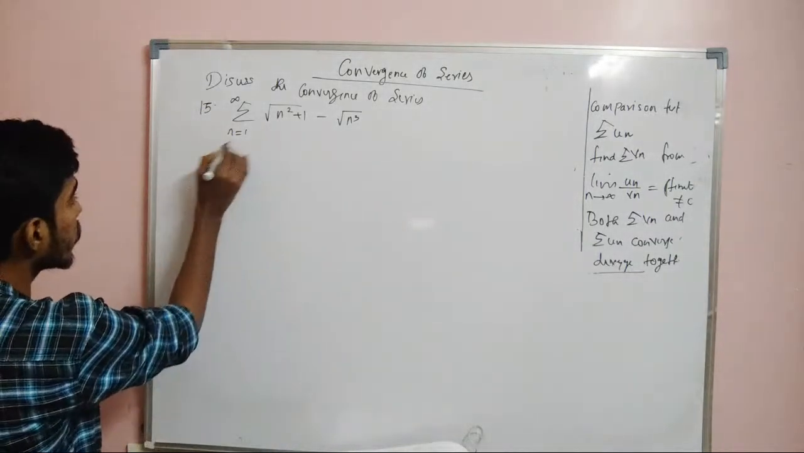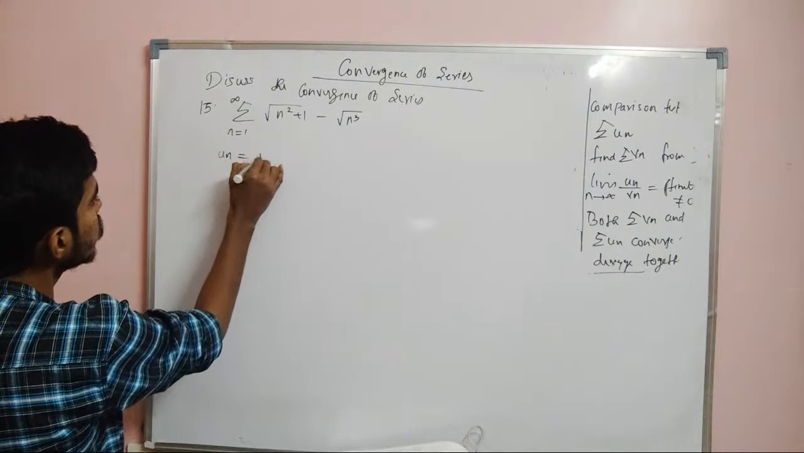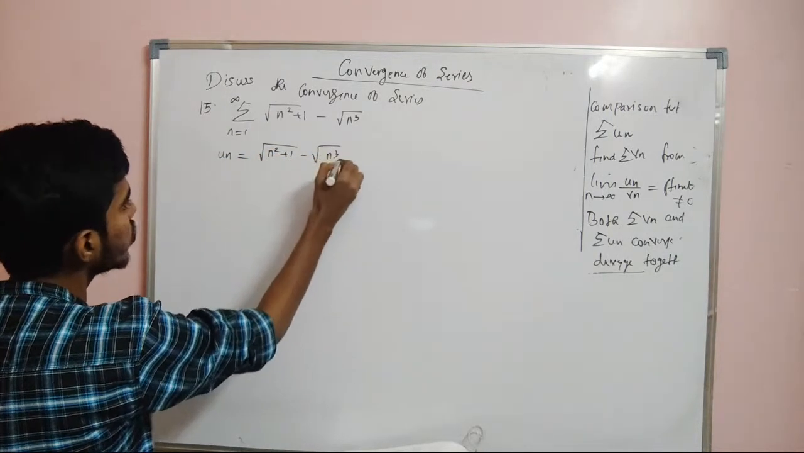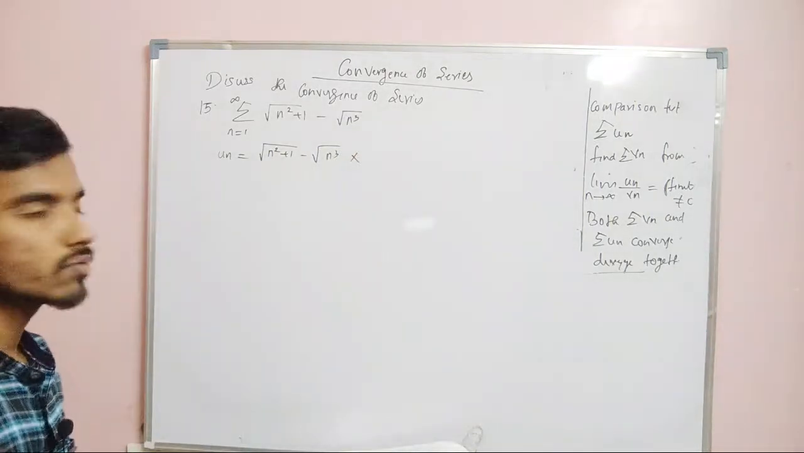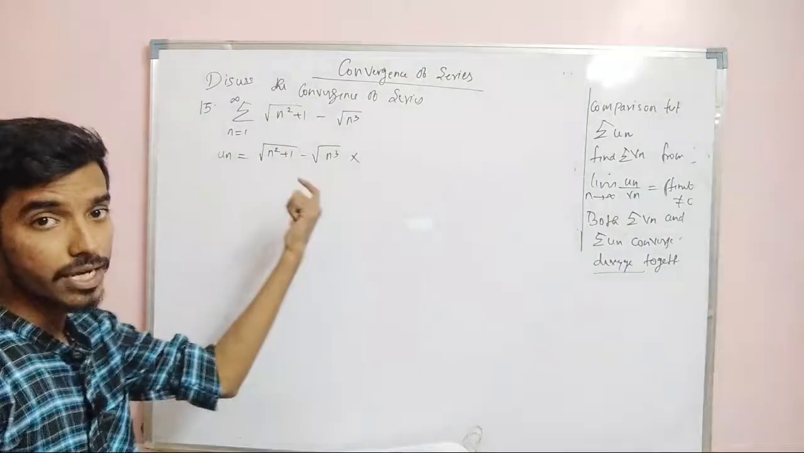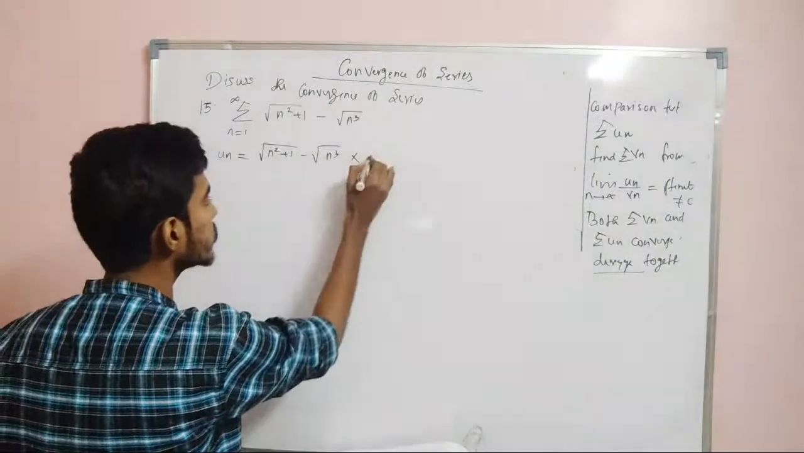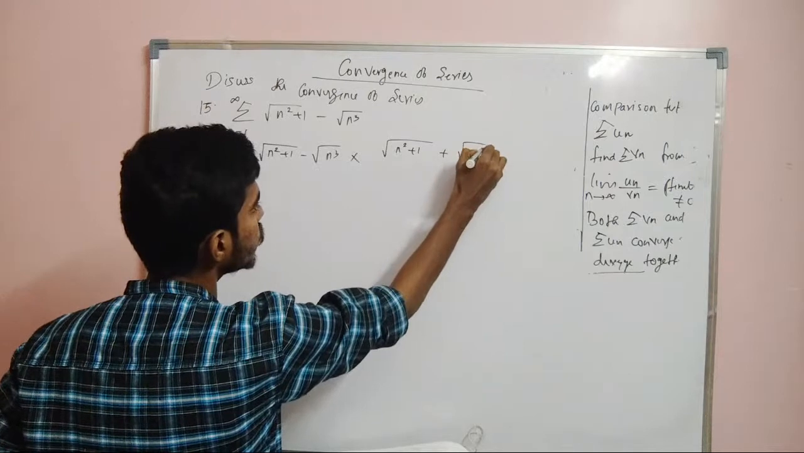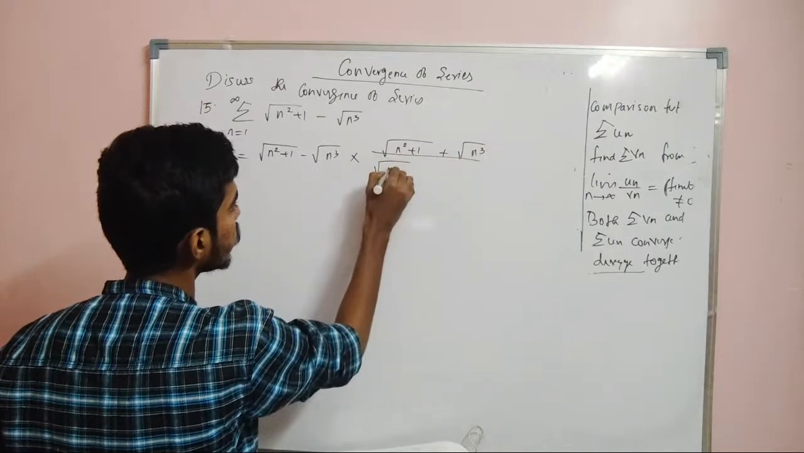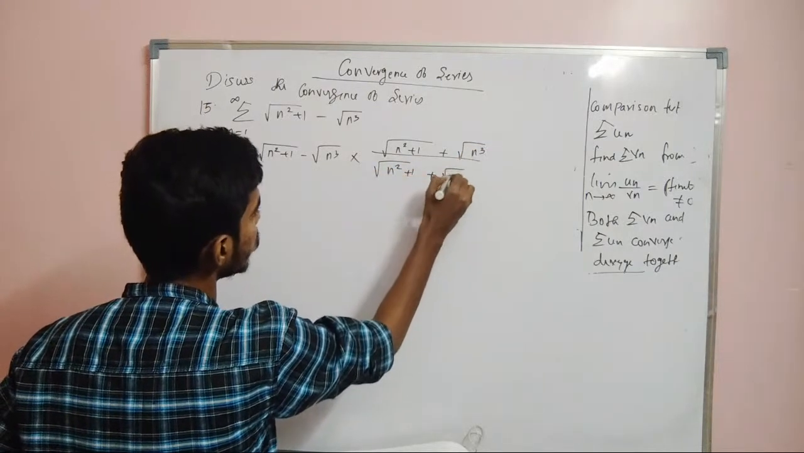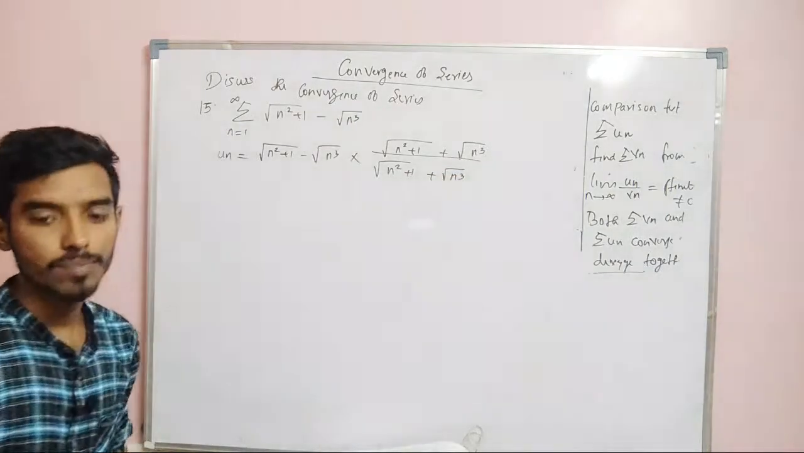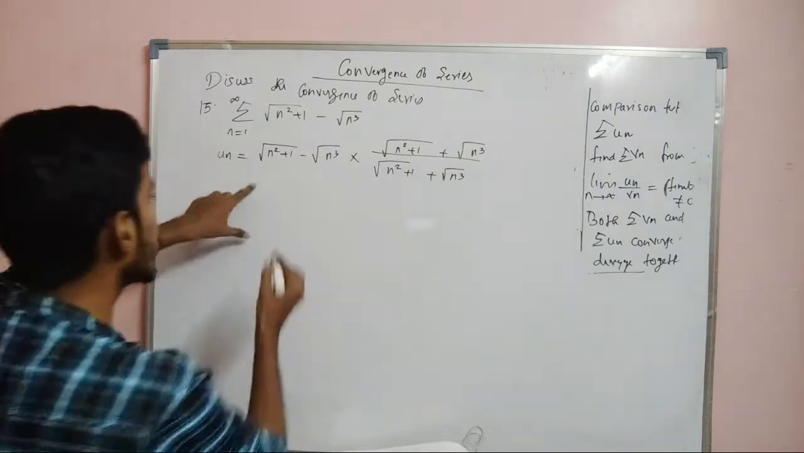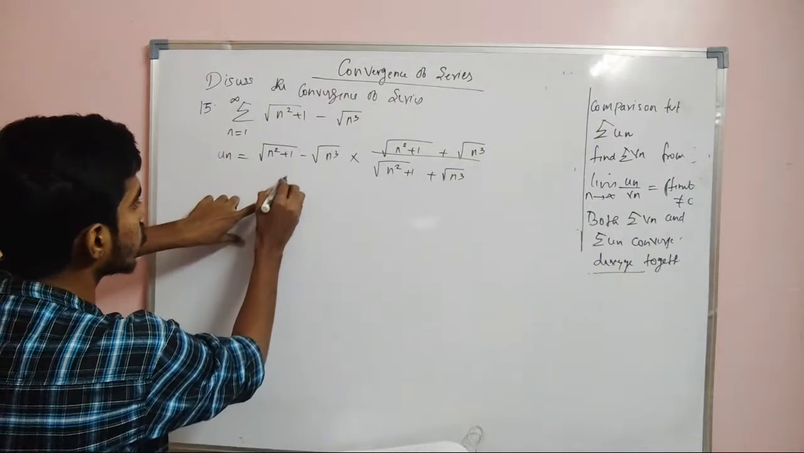So let us take un to be equal to square root of n square plus 1 minus square root of n cube. Now just rationalize this. For rationalizing, you need to multiply and divide by the conjugate. Here the conjugate is root n square plus 1 plus root n cube, divided by root n square plus 1 plus root n cube. After rationalizing, you can follow the pattern that we did for the first 14 problems.